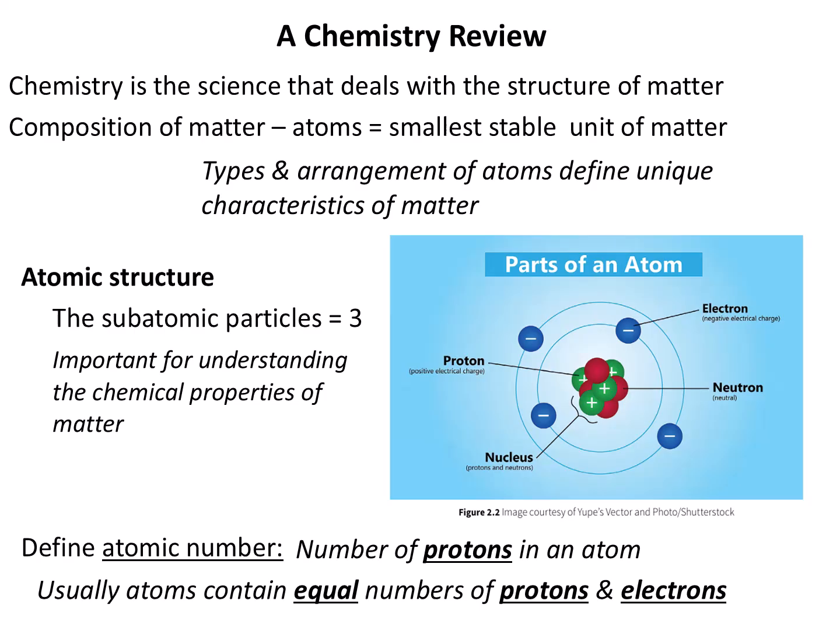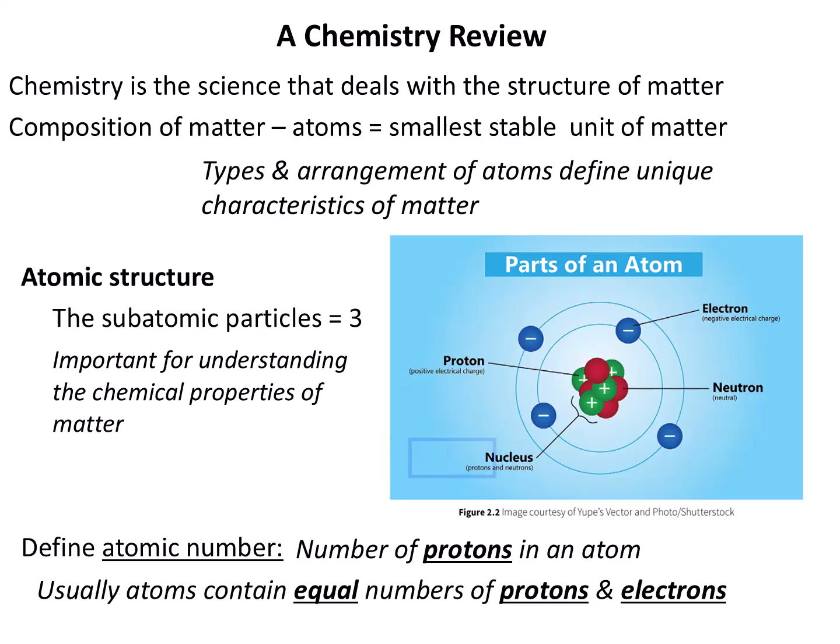What is chemistry? Chemistry is the science that deals with the structure of matter. Matter consists of atoms. The different types of atoms and their arrangements define the unique characteristics of matter. Let's look at the atom's anatomy. An atom consists of 3 subatomic particles. It is important to understand the characteristics of an atom because this will determine the chemical properties of the matter.